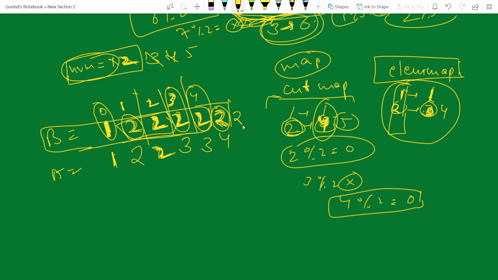Now again, if there is a 2, then I will check whether it is present or not. Yes, it is present, and it is also not divisible. 5 is not divisible too, so I will put the same number here, the same which is present in the element map. So like this I will be creating my smallest lexicographical sequence.